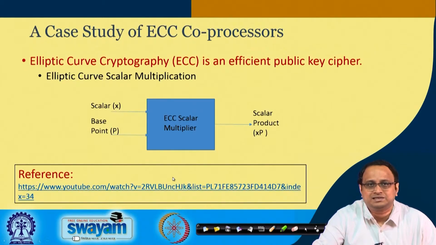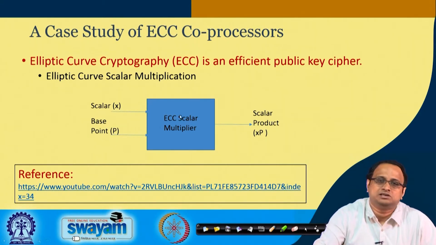So, I will show another case study here, which is on an elliptic curve cryptographic processor or an ECC processor. We will go into details about how an ECC design would be made, but at this point we can just conceptualize ECC as a black box. ECC is a very efficient public key cipher, and in this black box there are two inputs. One of them is the base point P, which is a point on an elliptic curve, and the other one is a scalar.